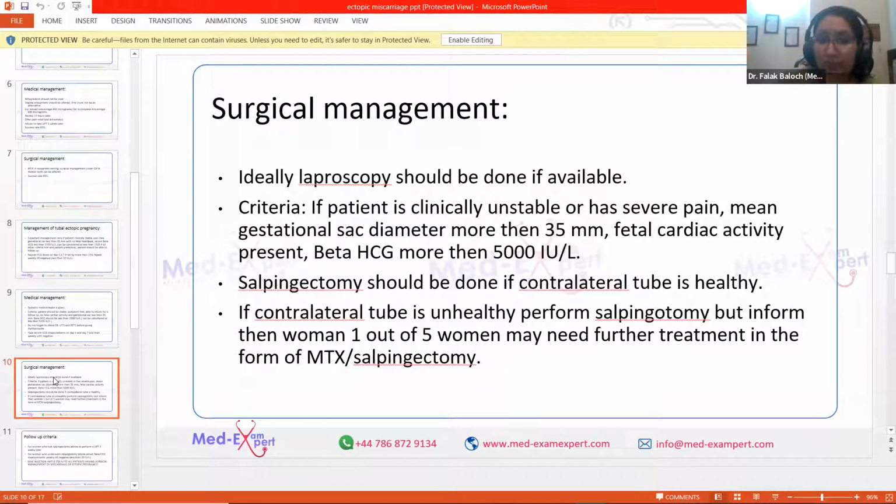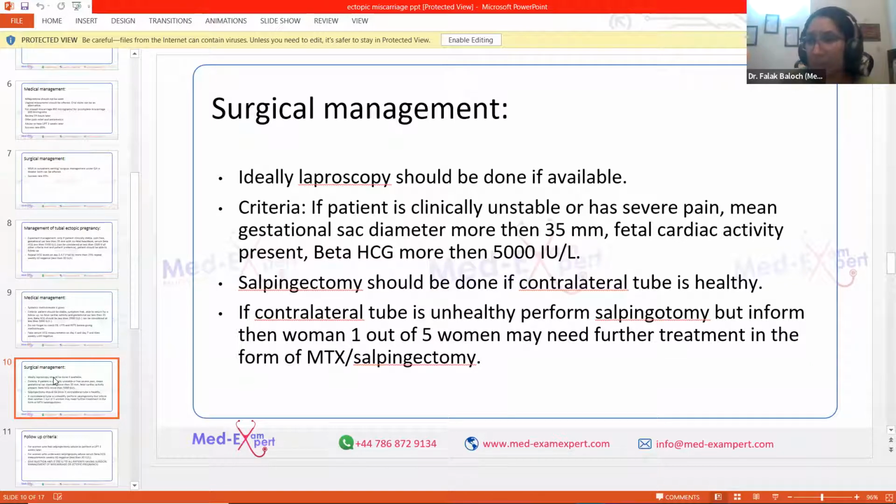The third option is surgical management. Surgical management should ideally be laparoscopy if it is available in the setup. Again, we need some criteria. If the patient is clinically unstable, obviously we cannot manage her expectantly or medically, so we go for surgical management. If the patient has severe pain, if the gestational sac is more than 35 millimeters, or if fetal cardiac activity is positive, and if beta HCG is more than 5000 international units per liter, then the suitable option would be surgical management. Within surgical management, we again have two options: salpingectomy and salpingotomy.